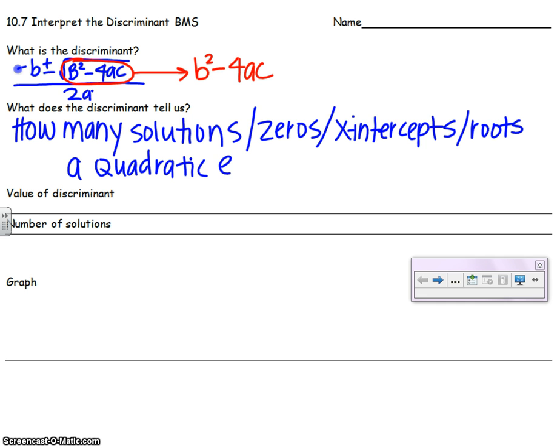Using what we know about square roots, the number is going to depend on whether the discriminant is positive, negative, or zero. But instead of writing positive or negative or zero, we're going to go ahead and use some fancy math terms. So if b squared minus 4ac is greater than 0, which of course would mean that it's positive, that means we are going to have two solutions.